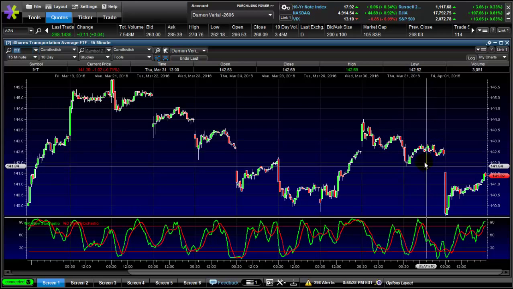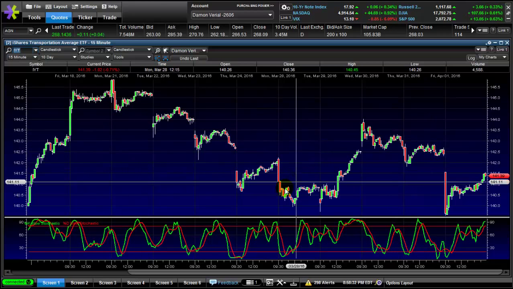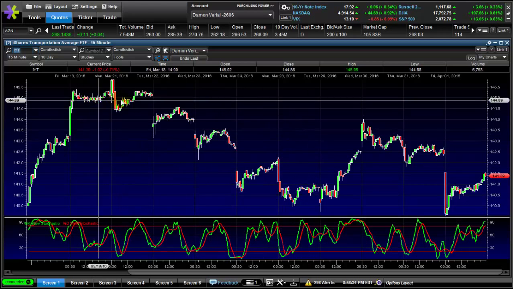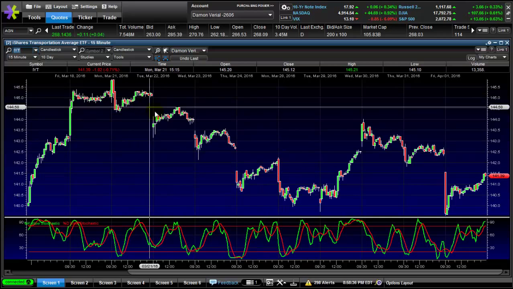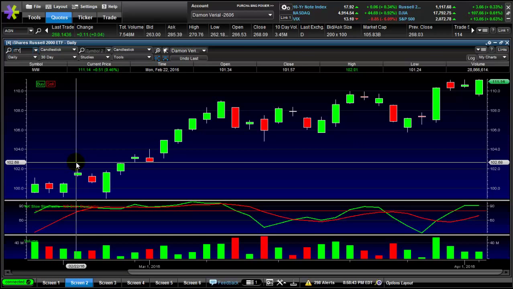a down gap. It's become a little more volatile than it was when we looked at it at this time, so we missed this nice decent day trading pattern, and now we've got another gap ahead of us. So let's take a look at that gap, IYT.